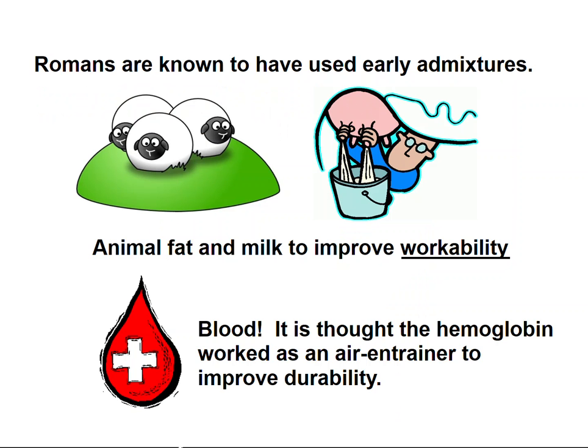And just some little research into admixtures. I learned that some early admixtures, kind of interesting, animal fat and milk were used long ago to improve workability. And it's thought that blood was actually used as an admixture. And the idea here is that the hemoglobin in the blood, right, the oxygen binding capacity of your blood, it's what helps deliver oxygen to your muscles and organs as your blood goes through your veins. It's the hemoglobin in the blood. It was thought that the hemoglobin worked as an air entrainer and actually improved the durability in freeze thaw conditions.